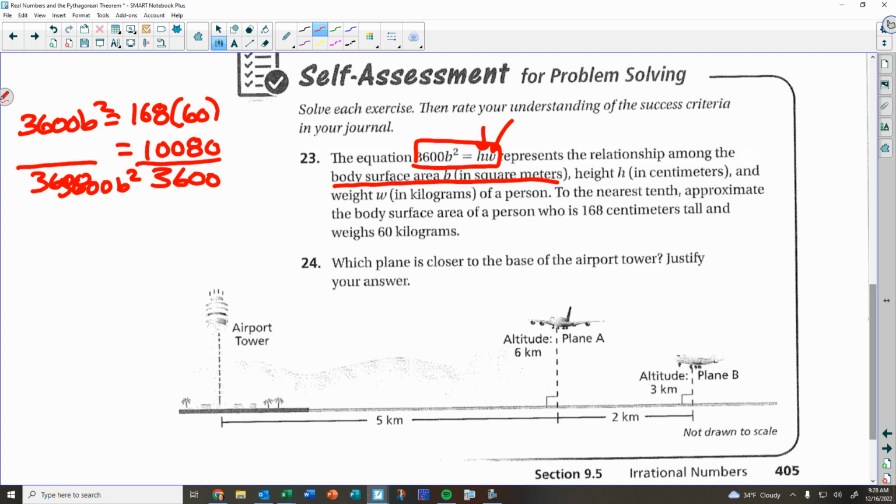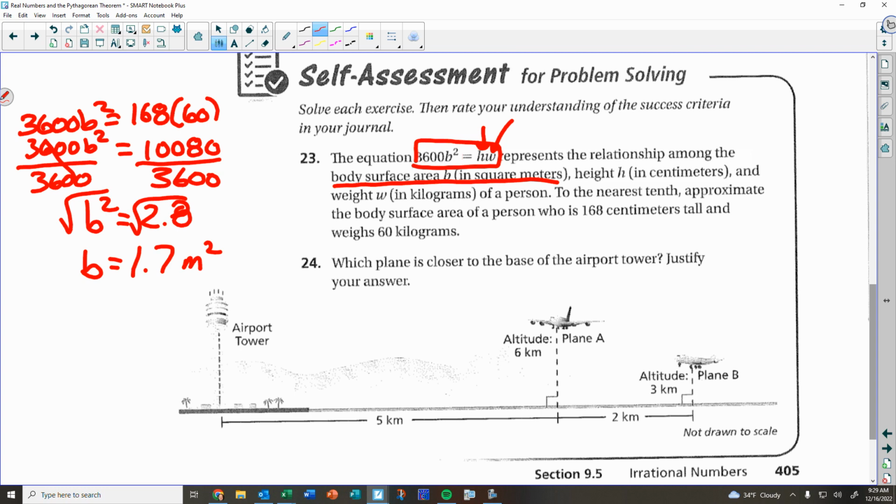That cancels out to 1, leaving you b squared, and this is 2.8. Now we square root both sides, and the square root of 2.8 is 1.67. It says to the nearest tenth, so 1.7, and it's square meters because that's the surface area. That's what we wanted. How many people got 23? A couple. Okay, so it's using the formula.